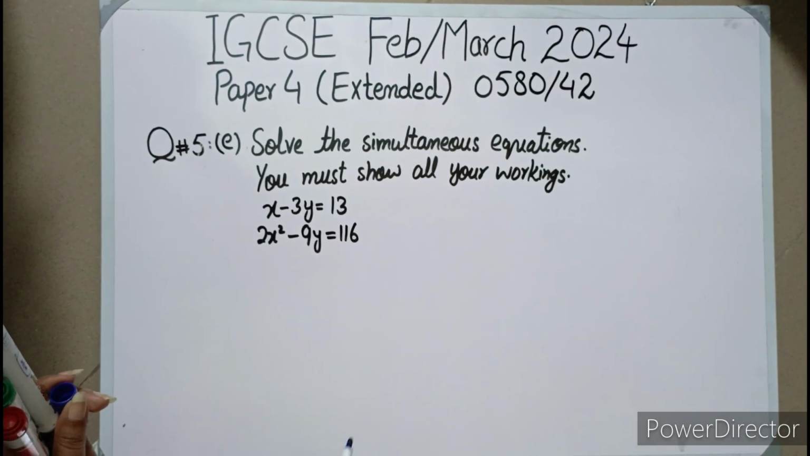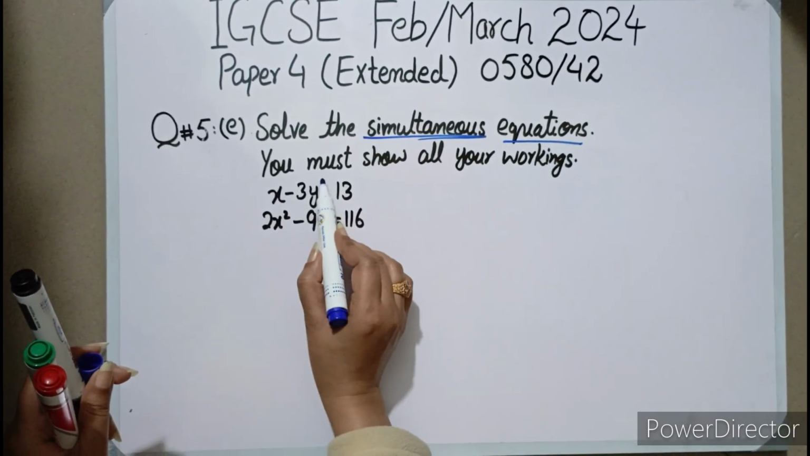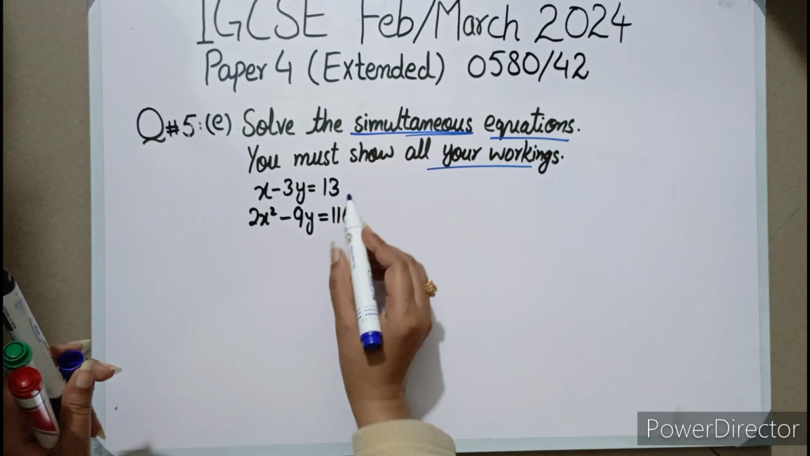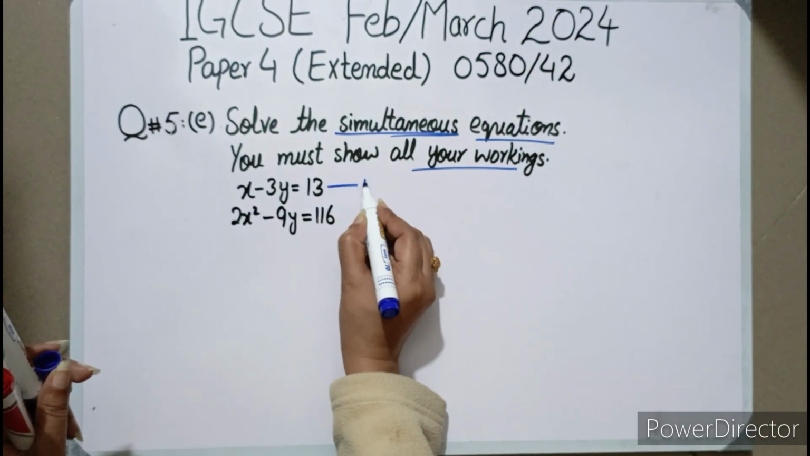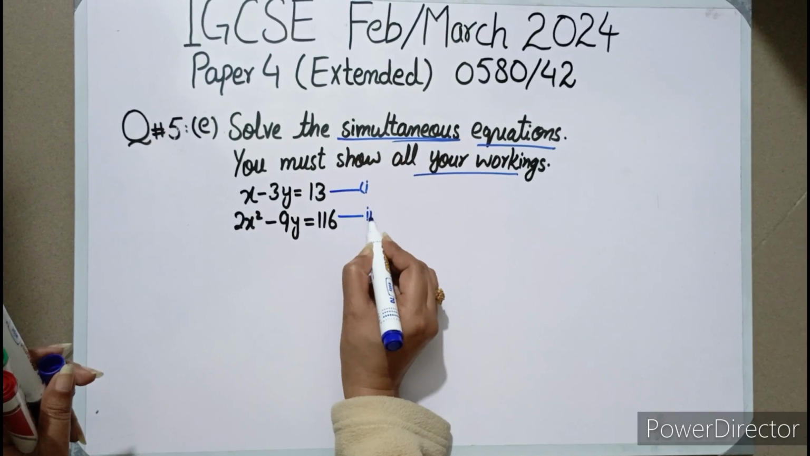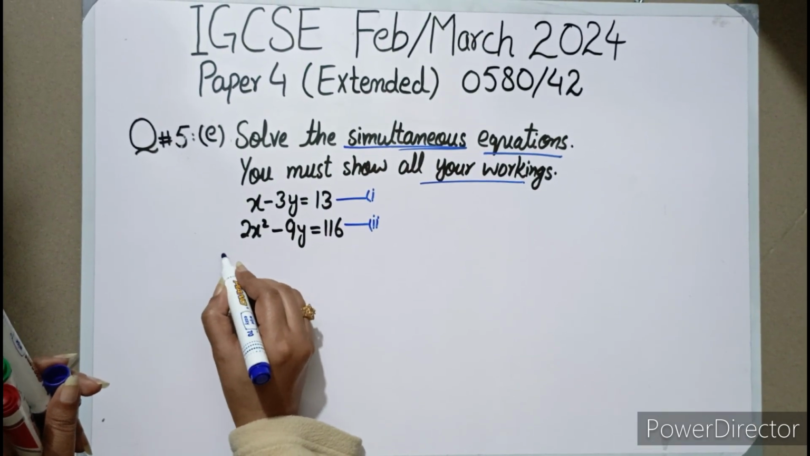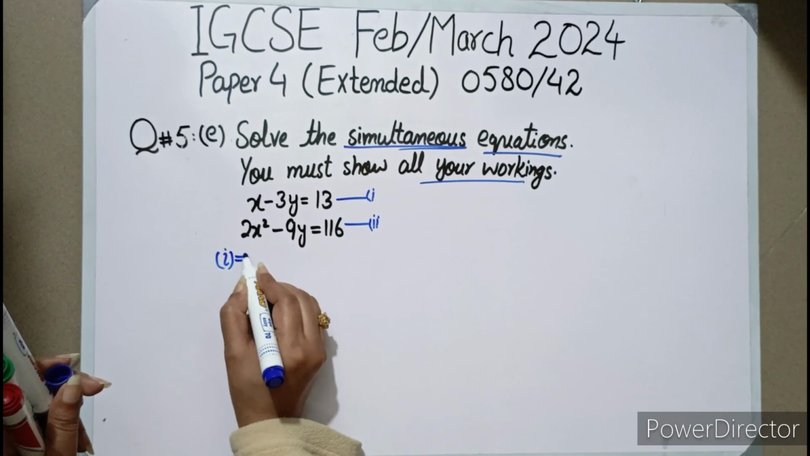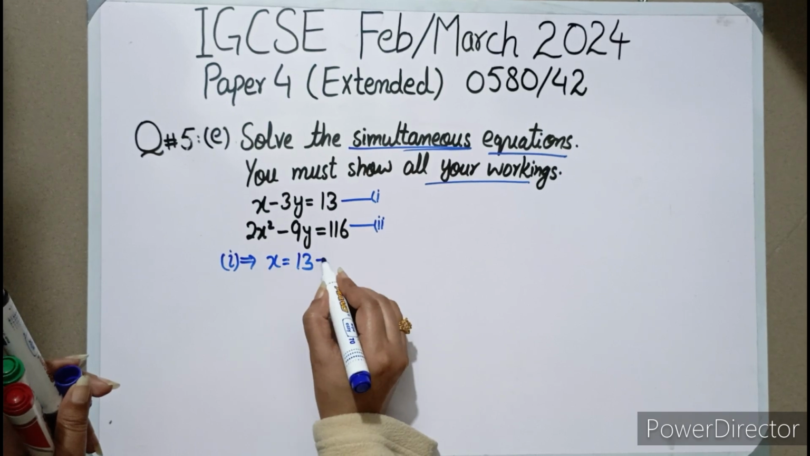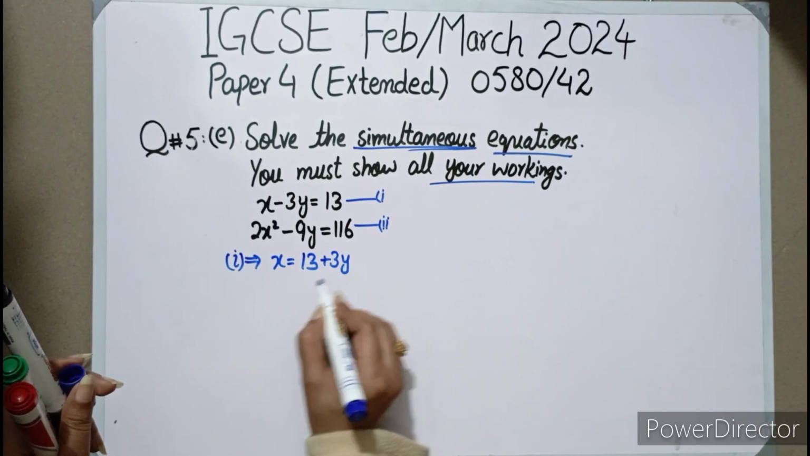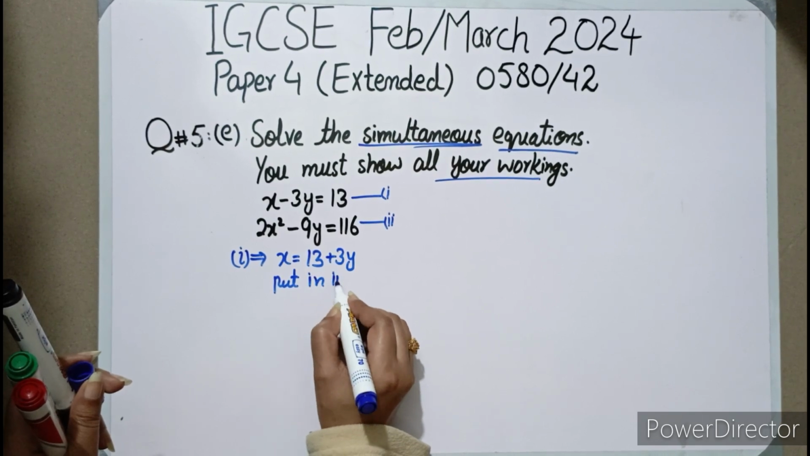The last part of the question says solve the simultaneous equations, and you are bound to show all your working as well. We have to solve these two equations. Let us call this one the first equation and this one the second equation. From equation 1 you can separate x. So x is equal to 13 minus 3y. We have to shift this one, so minus will be converted into plus. So you have to put it in equation number 2.